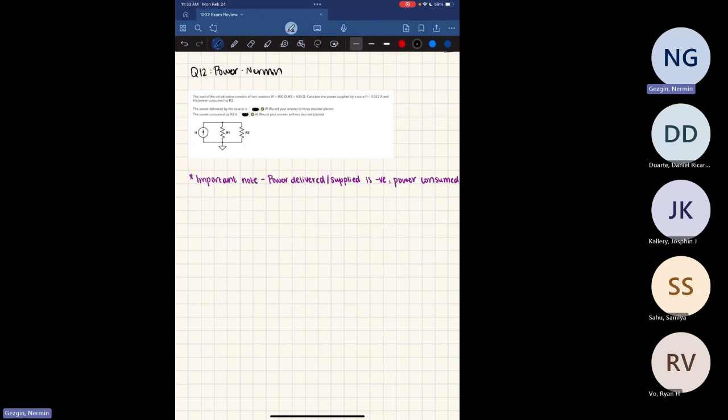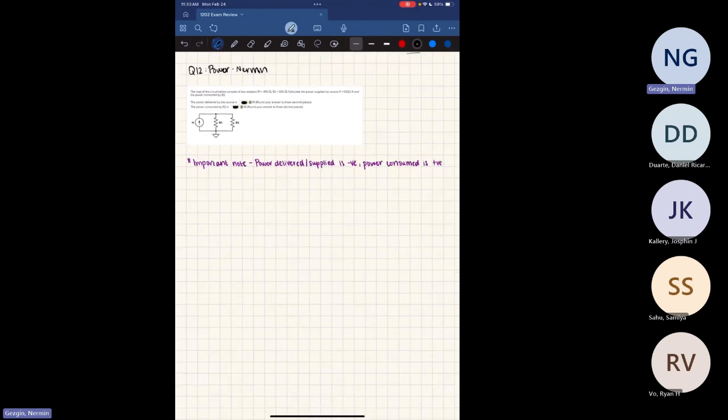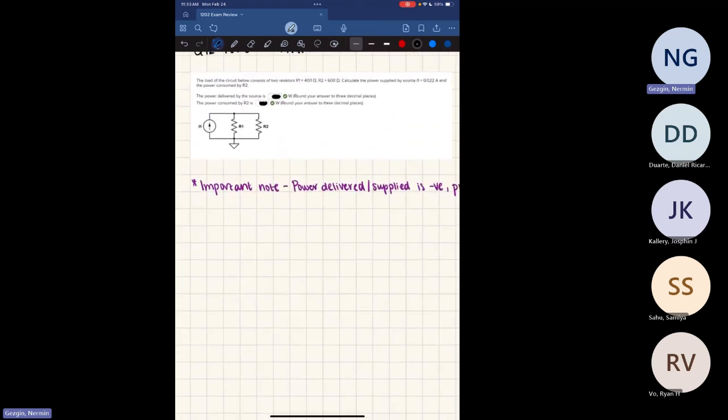A very important note that you need to keep in mind is that if you're being asked about the power delivered or supplied, then your answer should be negative at the end. You should not be getting a positive answer. And your power consumed should always be positive. If you don't put a negative in front of your answer for the power delivered or supplied, then it will be counted wrong. So make sure you keep that in mind.